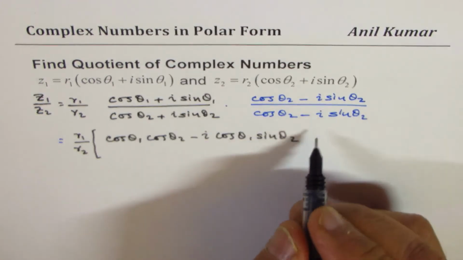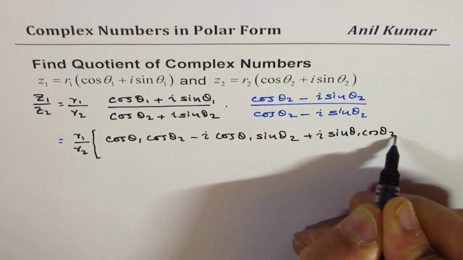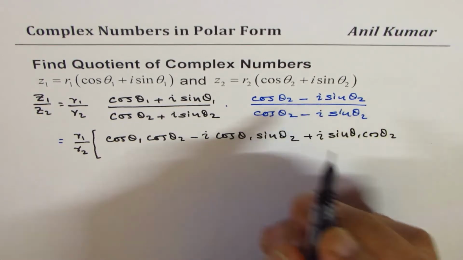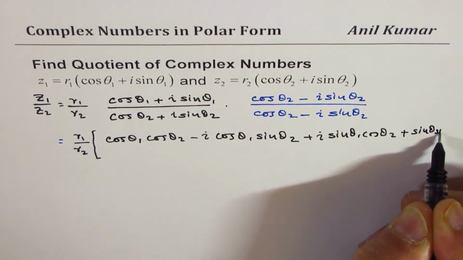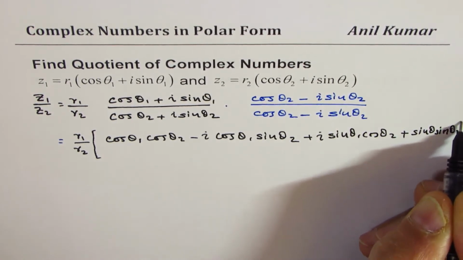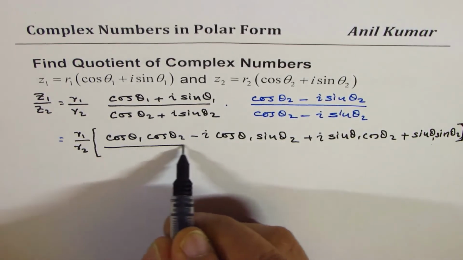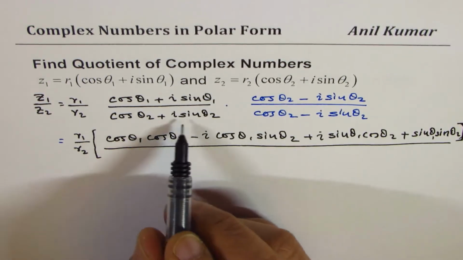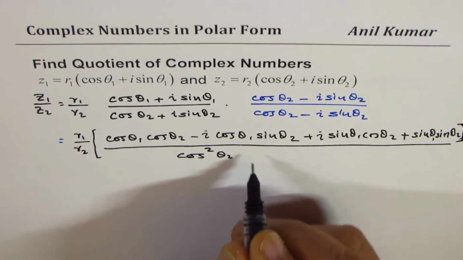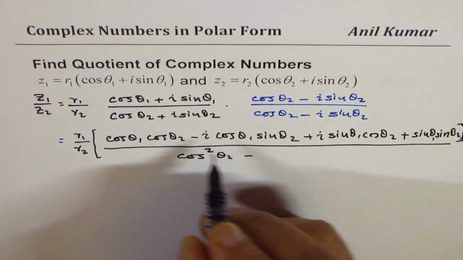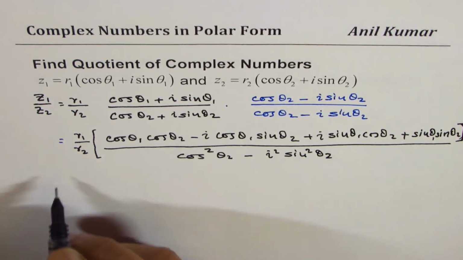Then we'll multiply by this term, which is plus i sine theta 1 cos theta 2, and i squared is negative, so it becomes positive here. We get sine theta 1 sine theta 2, correct? Okay. Divided by a squared minus b squared, which is cos squared theta 2 minus i squared sine squared theta 2, right?